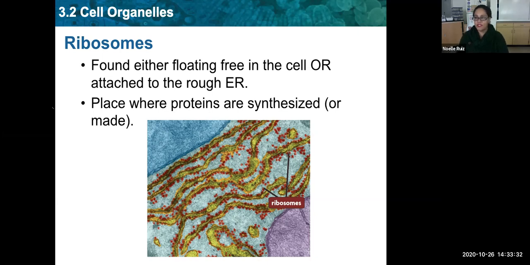Ribosomes is a place where proteins are made. Another word for made is synthesized. So the process is called protein synthesis. It happens in the ribosomes. And like I said, it can be stuck on the rough ER, or they can just be floating free in the cytoplasm.